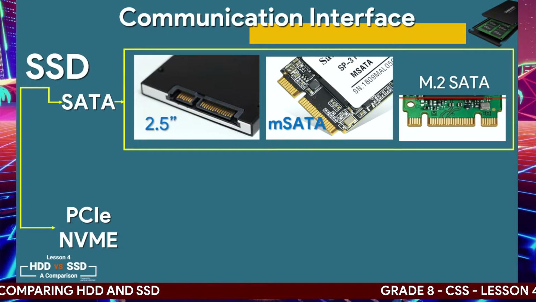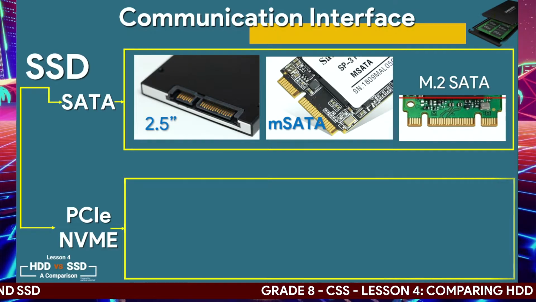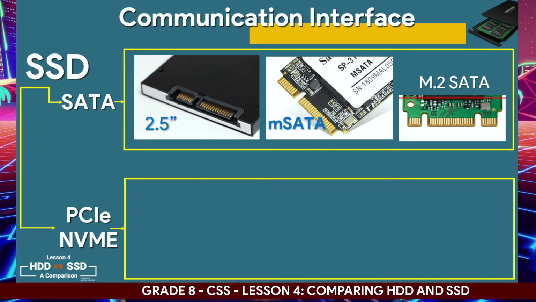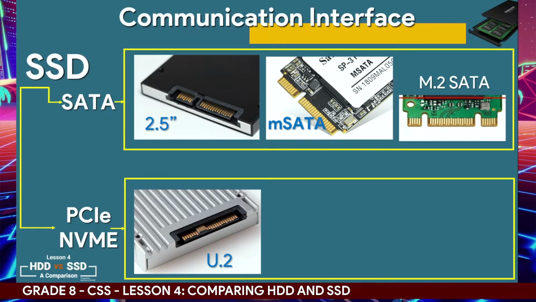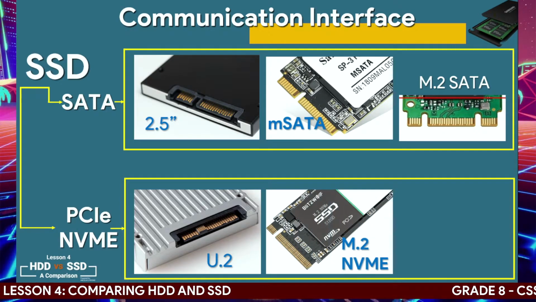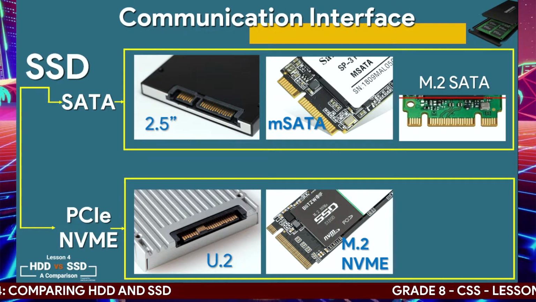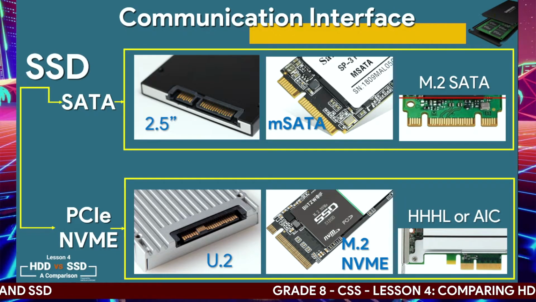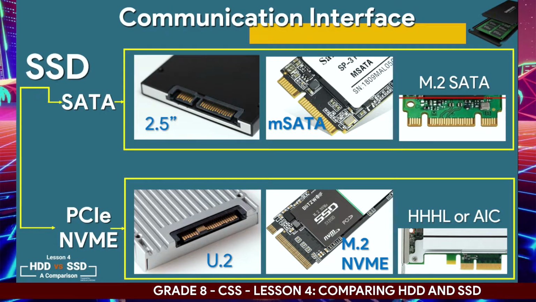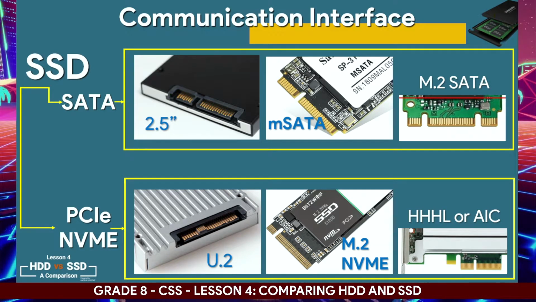The communication interfaces under PCIe NVMe are U.2, which can send data up to 4 gigabytes per second, and NVMe M.2 SSD, which has a theoretical transfer speed of up to 20 gigabytes per second, while the HHHL or half-height, half-length can go up to 32 gigabytes per second.